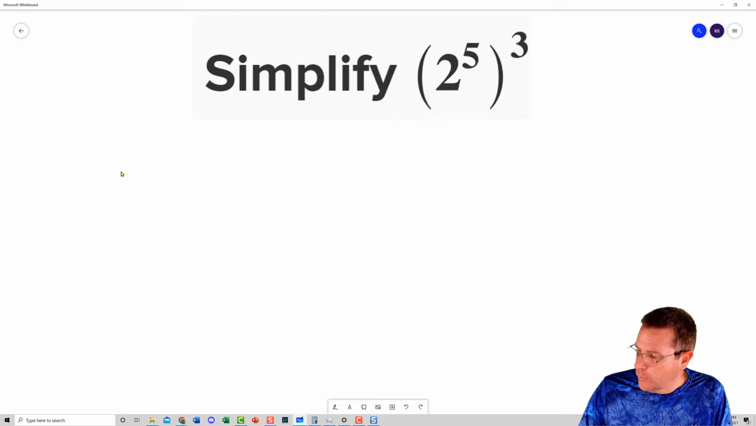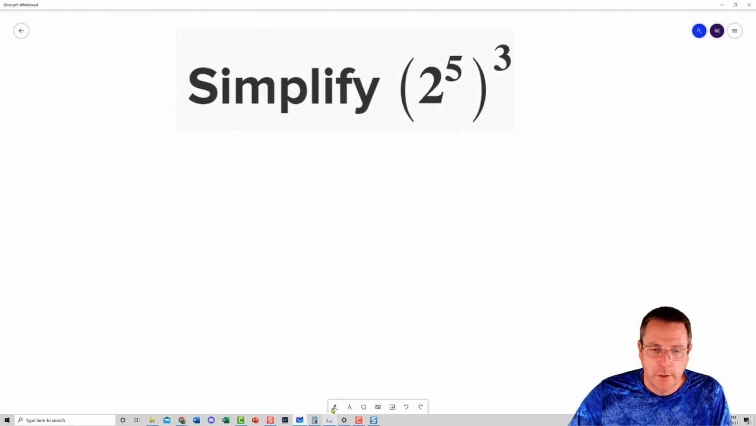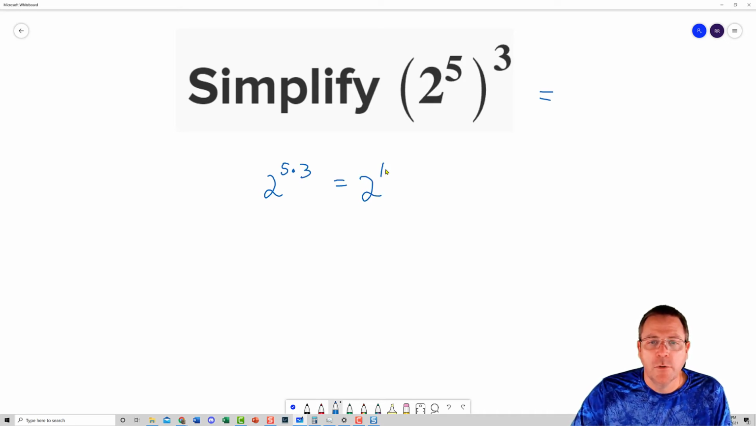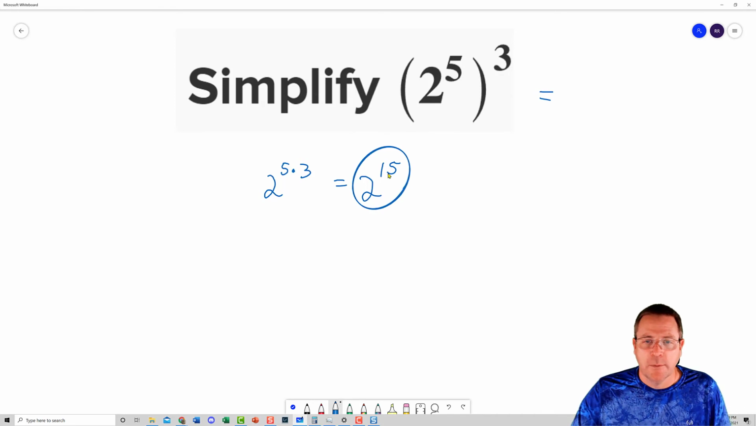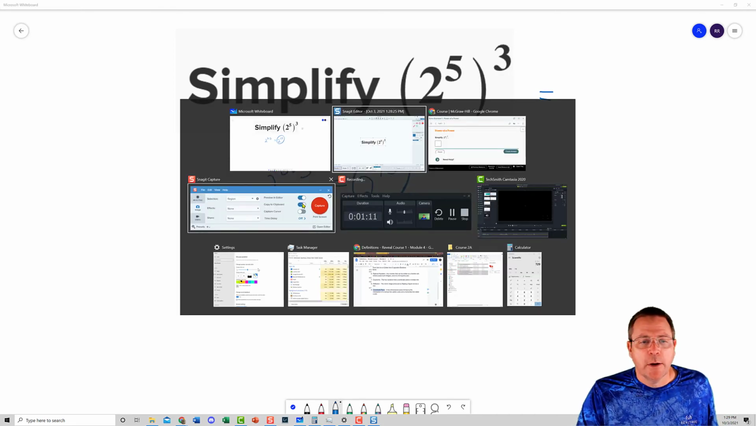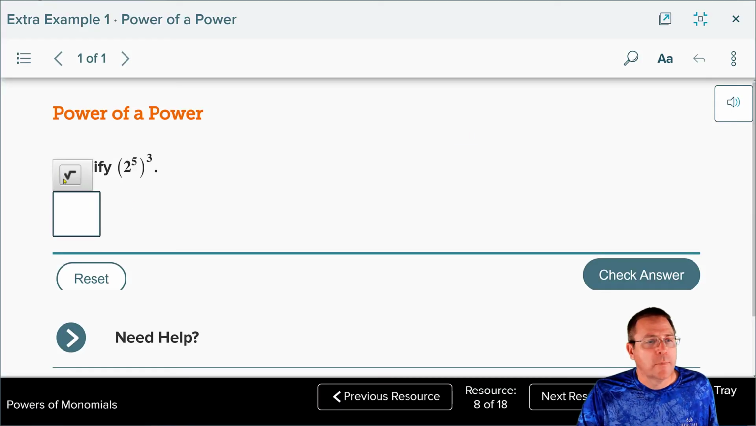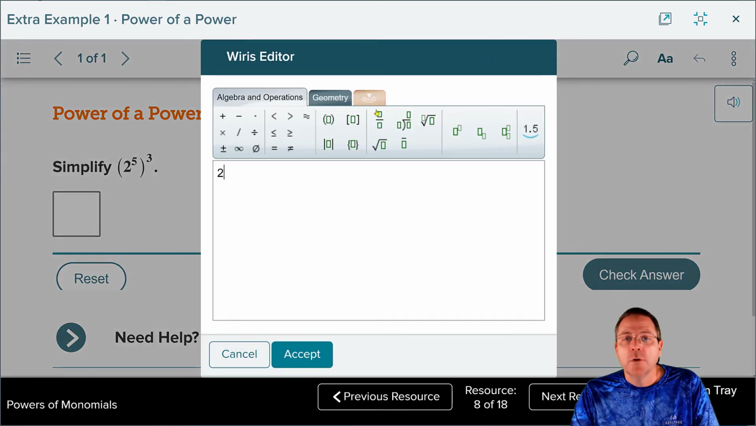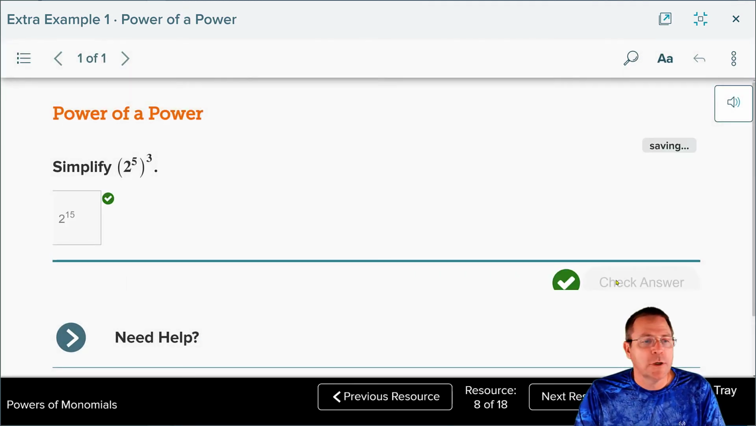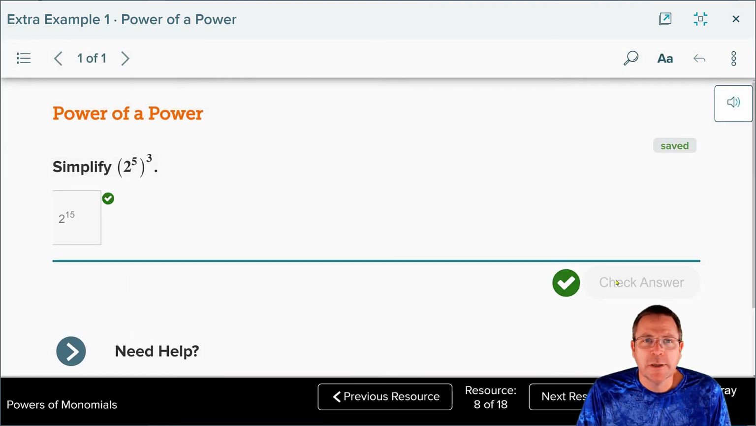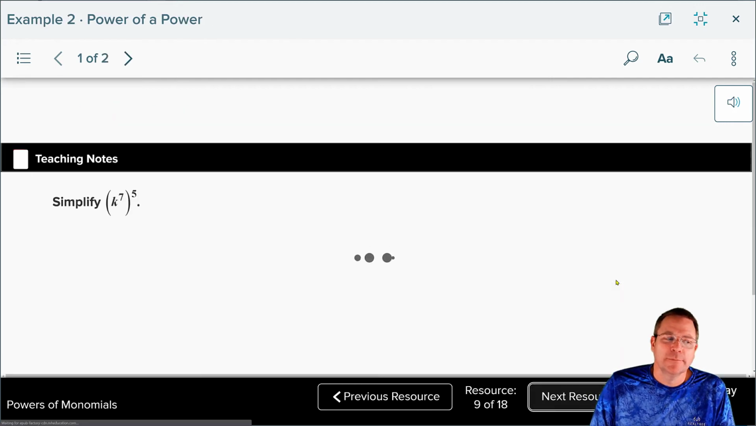So all we have to do for this is rewrite this as, of course we need to have a marker, put in your equal sign. My next step is going to be 2 to the 5th times 3, which is equal to 2 to the 15th, which is going to be the final answer. I'm going to jump back over here to my answer key. I'm going to type in 2 exponent 15, accept and check, and the answer checks. It's easy math, isn't it?